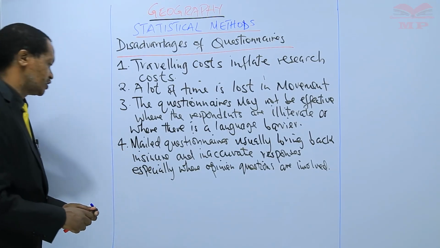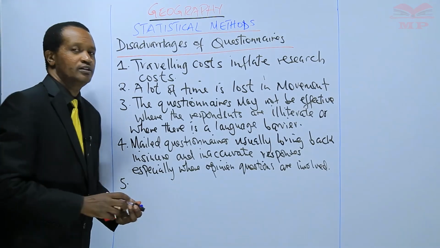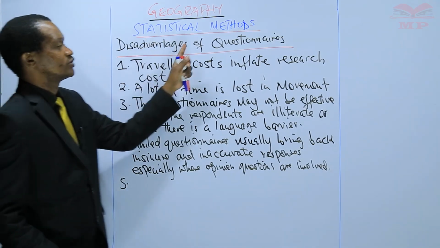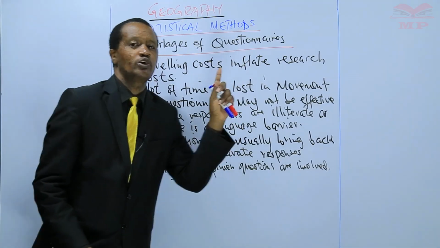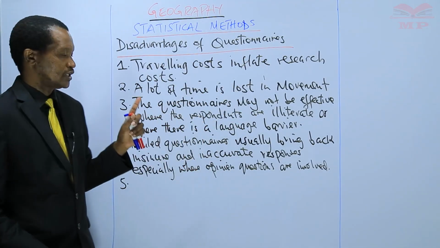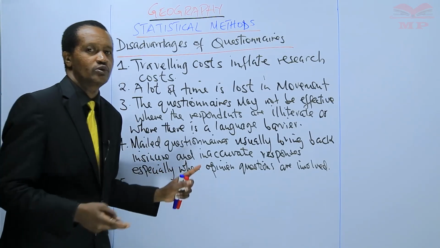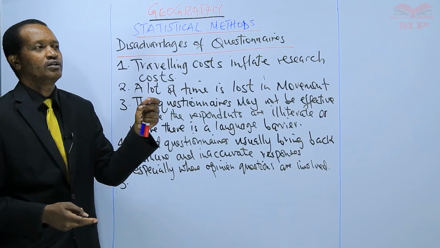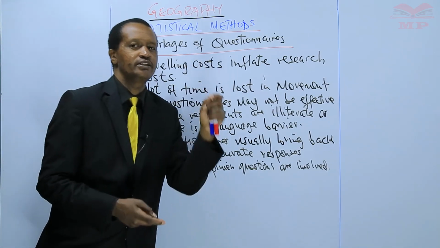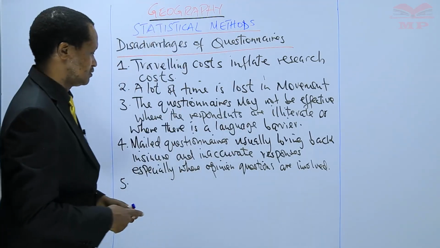Moving on to disadvantage number 5, we are learning the disadvantages of using questionnaires in collecting data. Another point is in relation to mailed questionnaires. So learners, questionnaires when mailed may never reach the respondent.